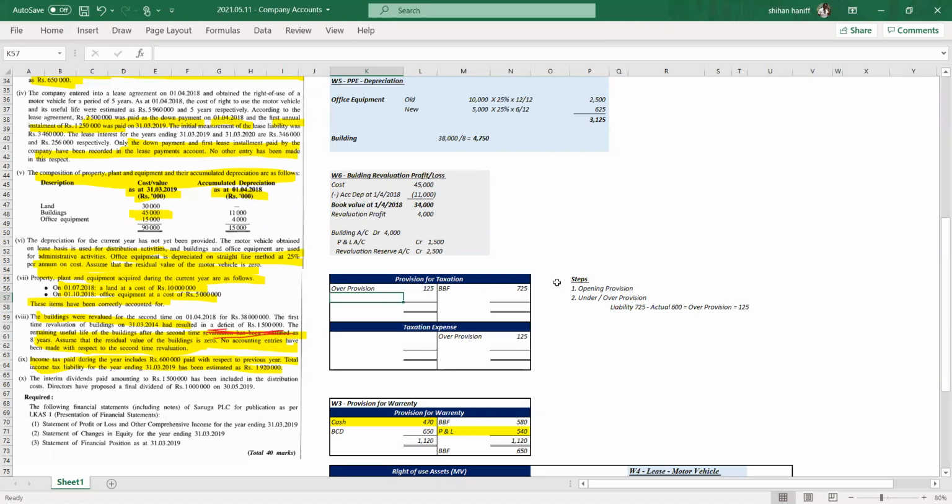Now, liability will be reduced. Out of 725, you deduct 125. So only 600 is the last year actual liability.